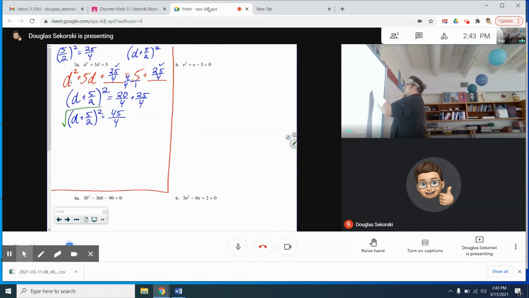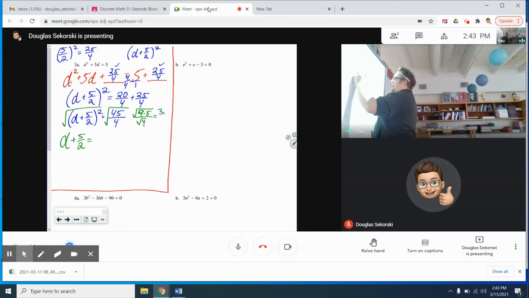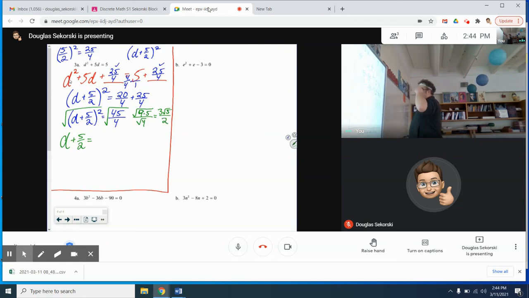And at this moment, we can take the square root of both sides. d plus 5 halves is equal to the square root of 9 times 5 over the square root of 4. So if you get the square root of 9, that's popping out as 3 root 5 over 2. So we've got plus or minus 3 root 5 over 2.